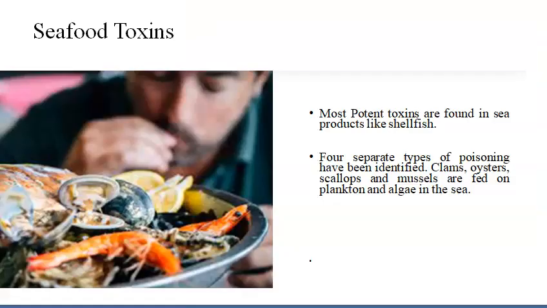The first naturally occurring toxins we're going to talk about are seafood toxins. Seafood toxins are caused by consuming marine fish, shellfish, and freshwater fish that contain toxins, and are responsible for causing foodborne illness worldwide.